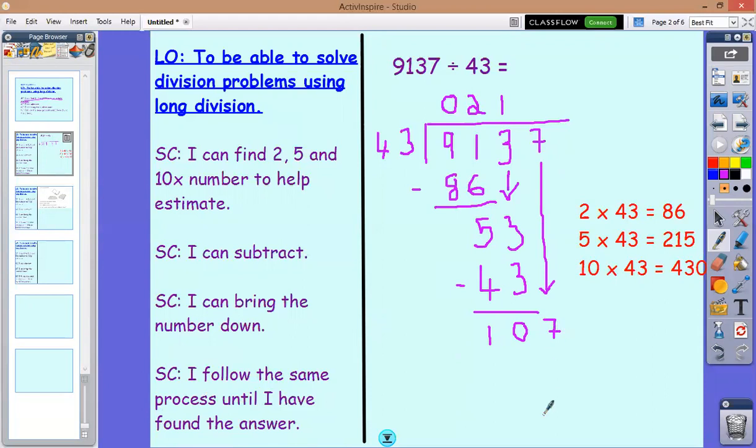Right, so how many 43s go into 107? Now, I can see here, it's got to be in between 2 and 5. I've got 2 times 43, which is 86, but I need to get as close as I can to 107. So I'm just going to check 43 times 3. Okay, so 3 times 3 is 9. 4 times 3 is 12. Right, so that's the answer.